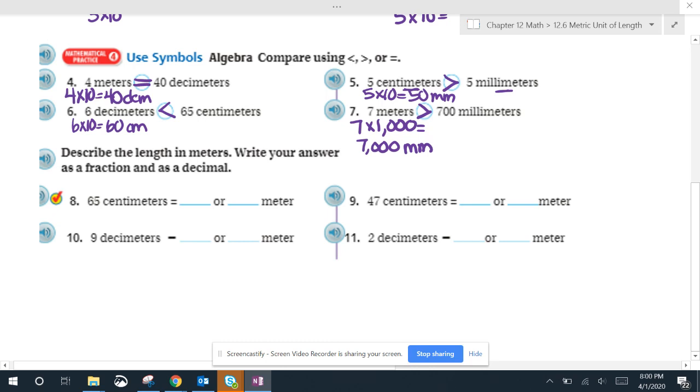Okay, let's look at number 8 together and then do 9, 10, and 11 on your own. So let's read the directions first because that's always really important. Describe the length in meters. Okay, we're describing it in meters. Write your answer as a fraction and as a decimal. So 65 centimeters. Now there are 100 centimeters in a meter. So it is 65 hundredths as a fraction and 0.65 as a decimal.